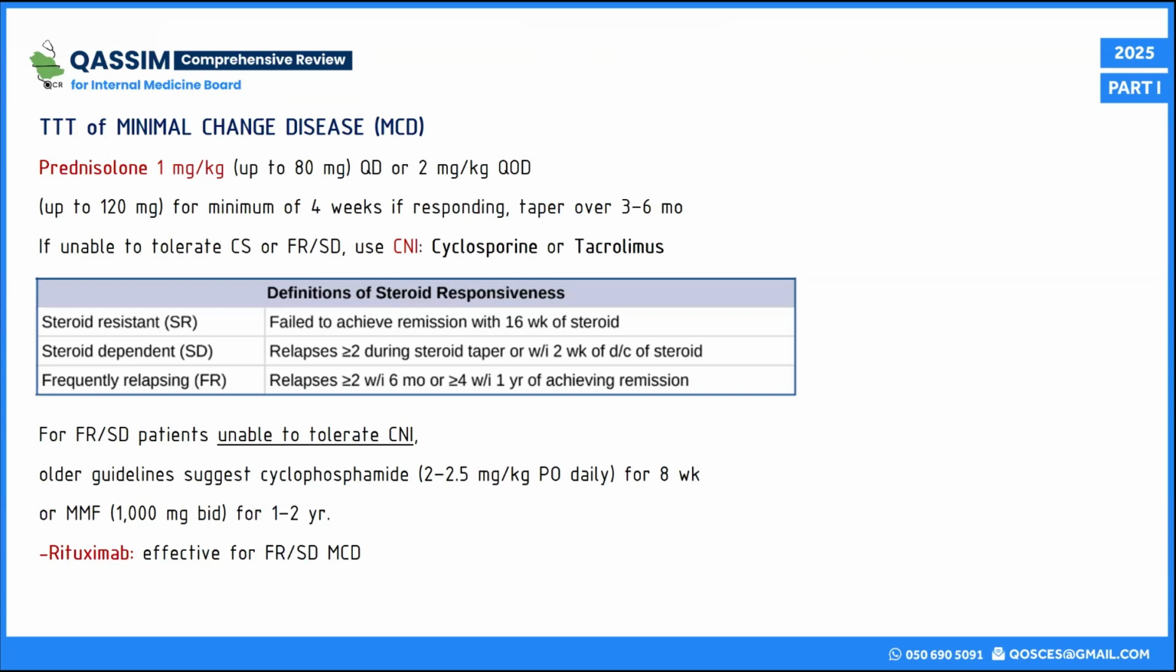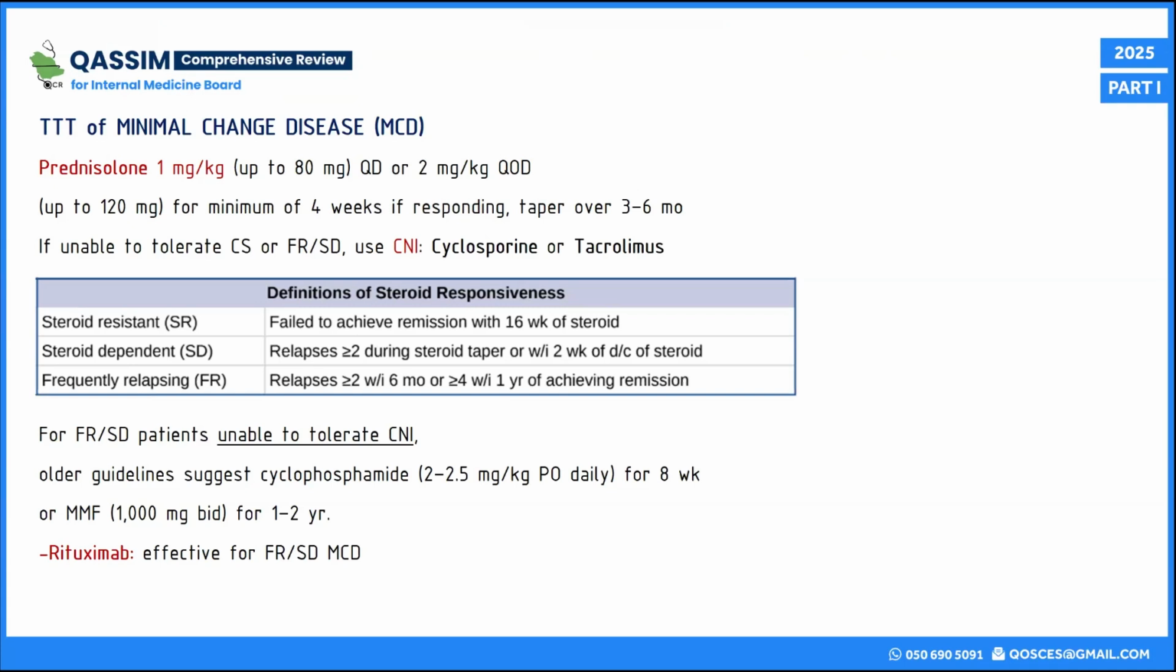So please, for minimal change and FSGS, if you're starting prednisone, you have to continue for at least 4 weeks. Even if there is complete remission, you have to continue at least 4 weeks. And then you will taper the dose of prednisolone, one tablet of 10 milligram per week till we reach, for example, 20 and then 5 milligram. This depends on the doctor.